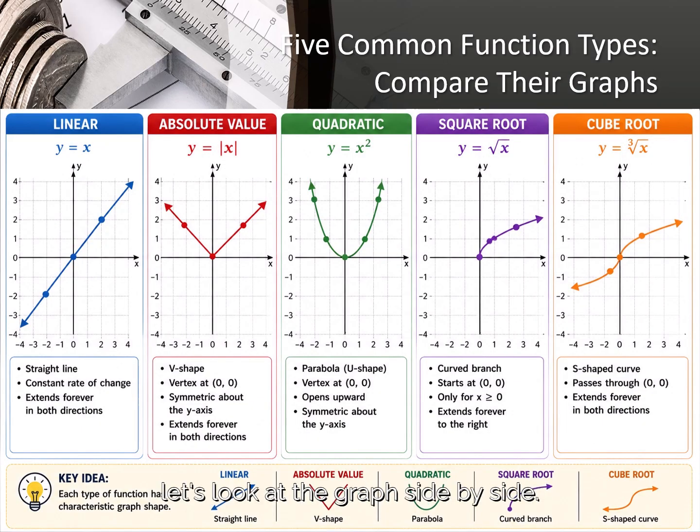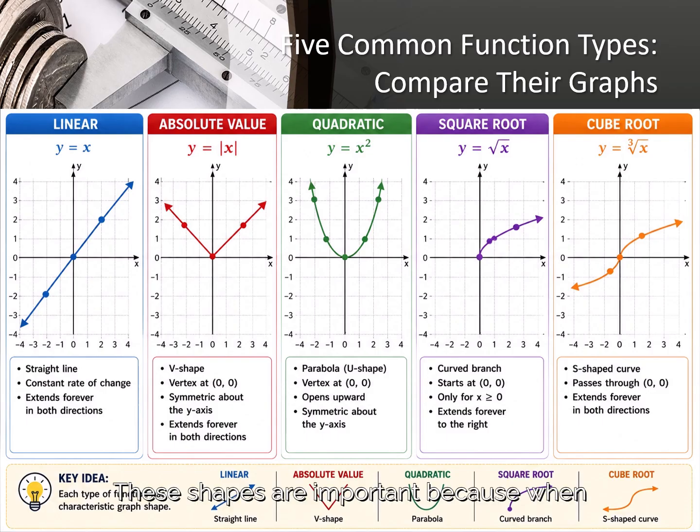Now let's look at the graphs side by side. Notice how different their shapes are. The linear function produces a straight line. The absolute value function produces a V. The quadratic function produces a U-shaped parabola. The square root function starts at an endpoint and curves in one direction. And the cube root function has an S-shaped curve and extends in both directions.